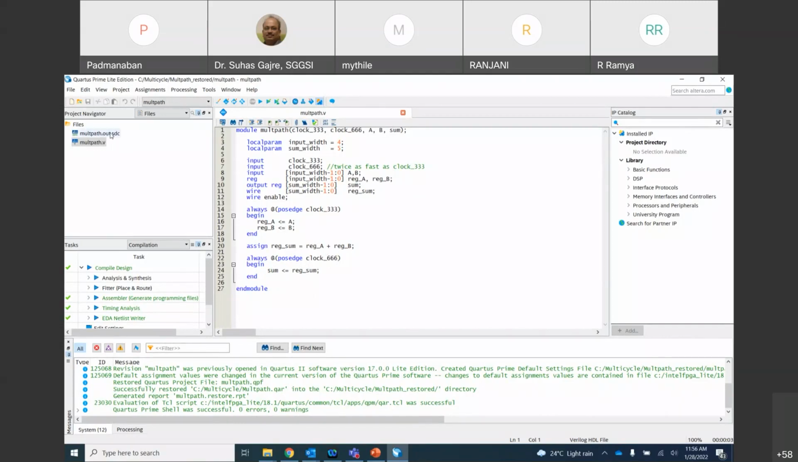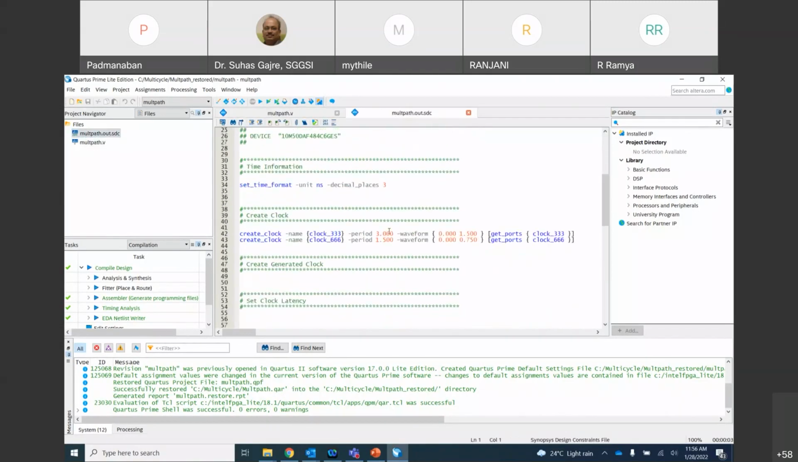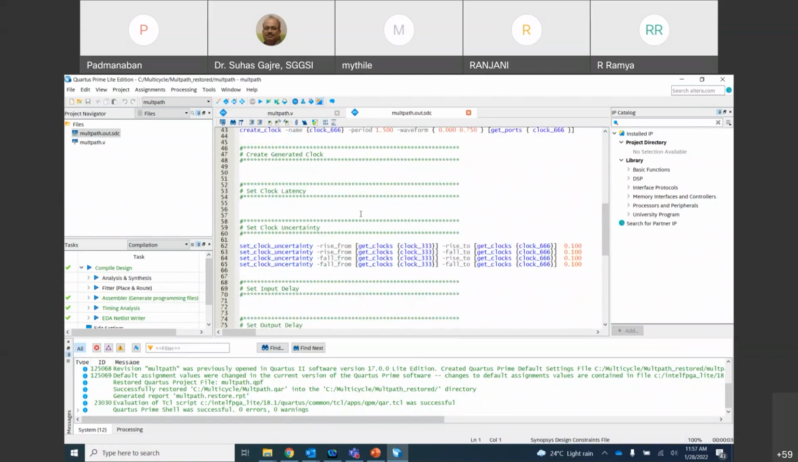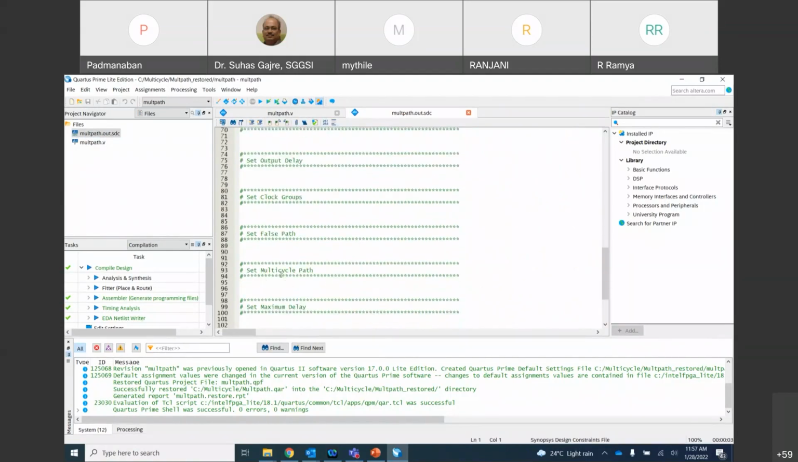Okay, let us open the SDC file. When we go through the SDC file, there are 2 clocks. One is create_clock, which is 333 megahertz. Other one is create_clock, which is 666 megahertz. But there are 2 clocks, and there is no multi-cycle path that has been applied. That means we didn't specify that it will take 2 clock periods to transfer the data from one flip-flop to another flip-flop. So that is not specified. Then what will happen? Let us understand that right now.